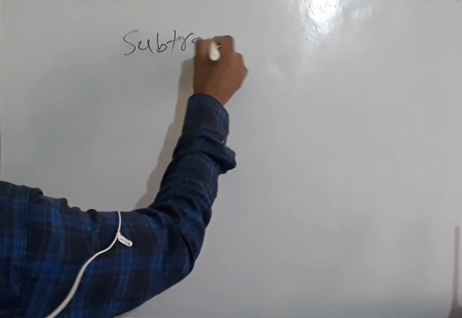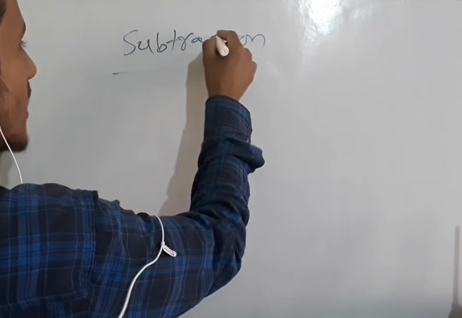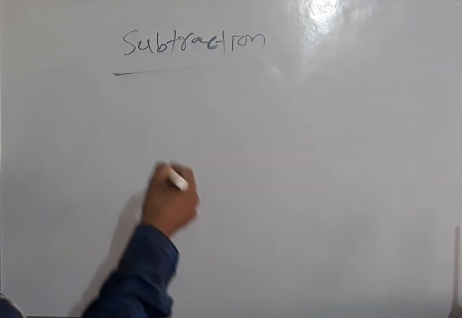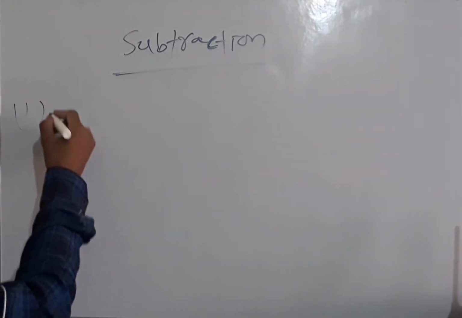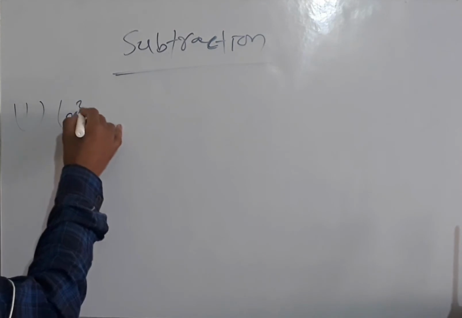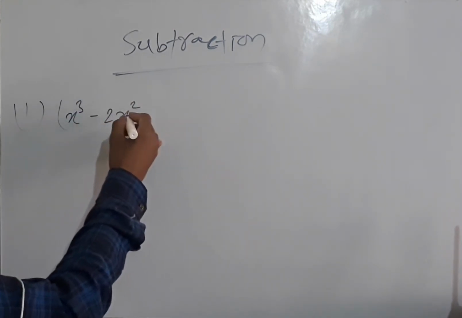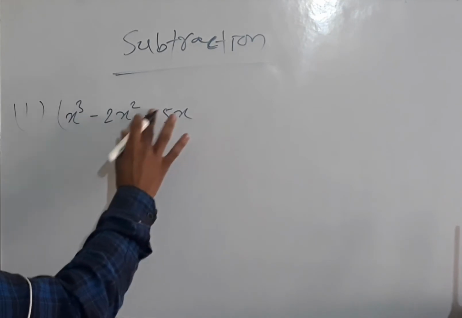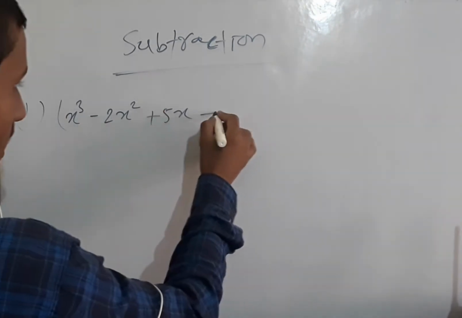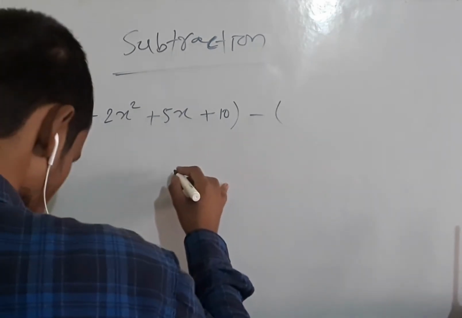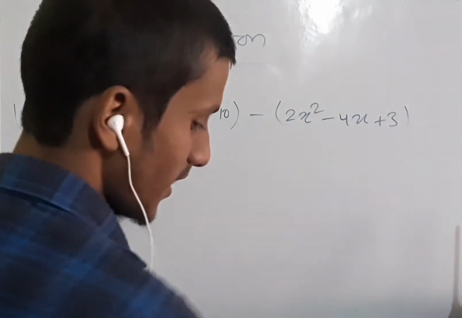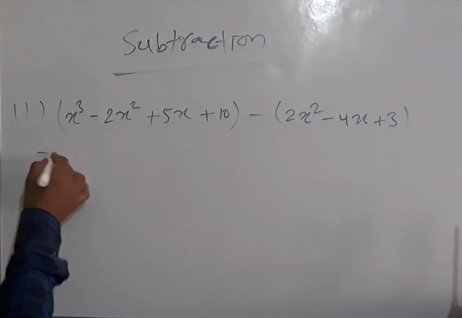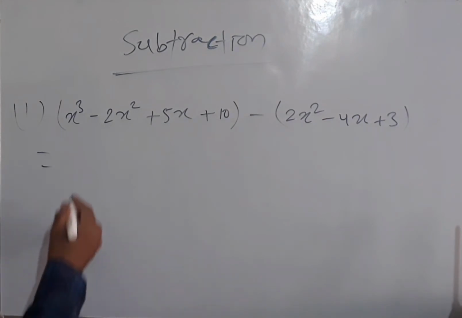Next is subtraction. We're going to learn how to subtract polynomials. So let's write our example. We're going to subtract two polynomials, as we had added polynomials. Plus 5x, plus 10, minus another polynomial which is 2x squared minus 4x plus 3. So these are the polynomials we have to deal with.